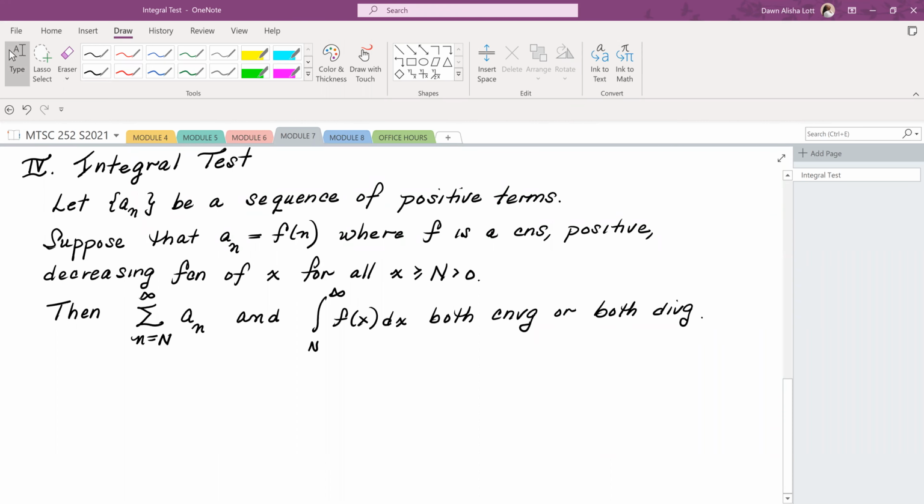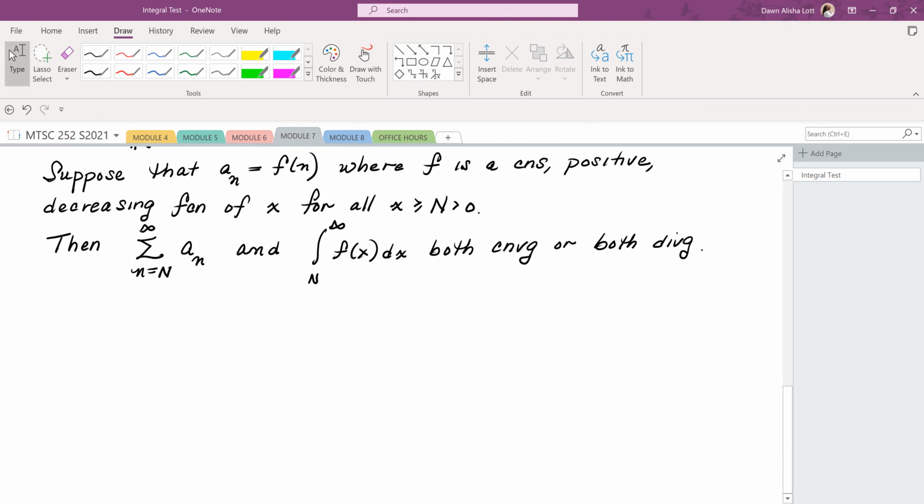Where does this theorem come from? Well, basically, if you're looking at a sum of terms, and you're looking at an integral, that gives the area underneath the curve, which we can approximate by small rectangles. And so therefore, if I'm summing the rectangles and I can get a finite number, then I can do the integral and also get a finite value.